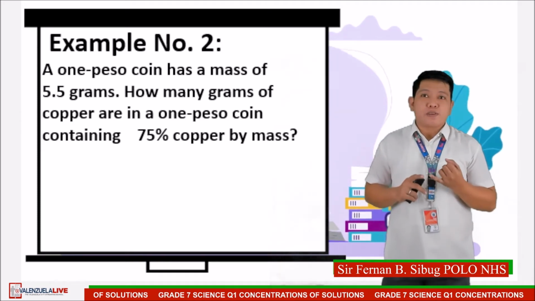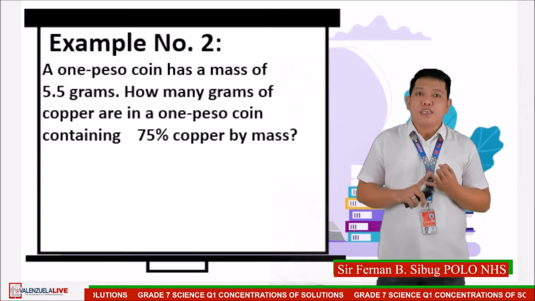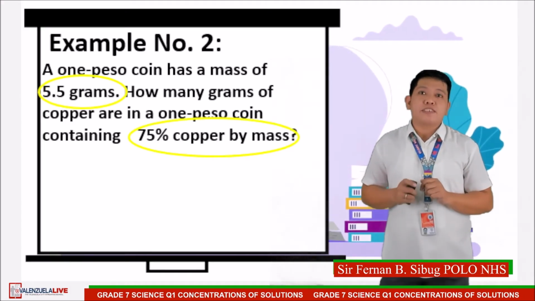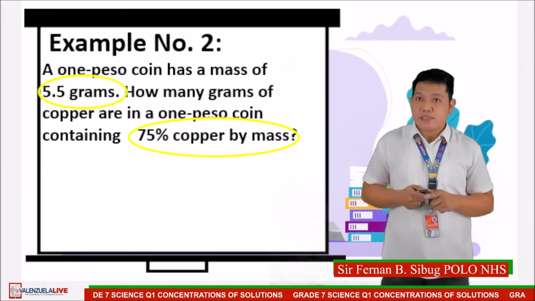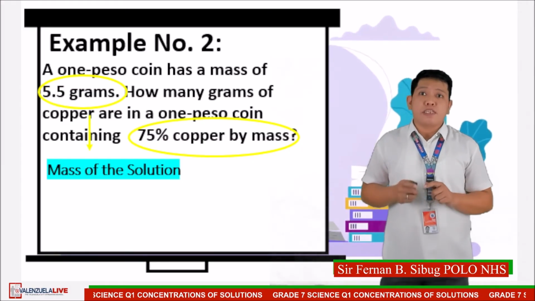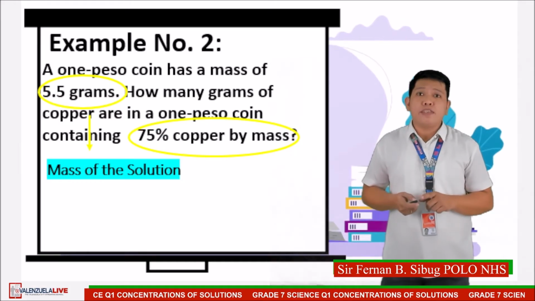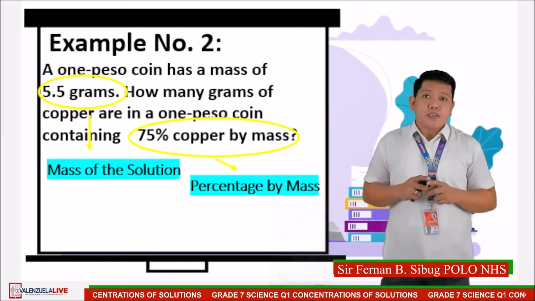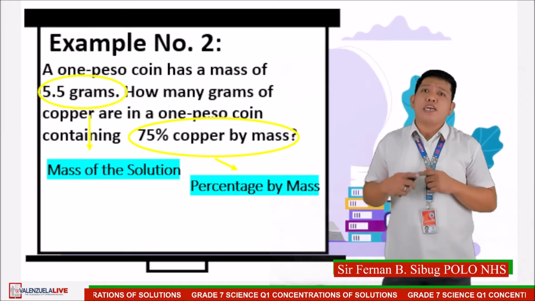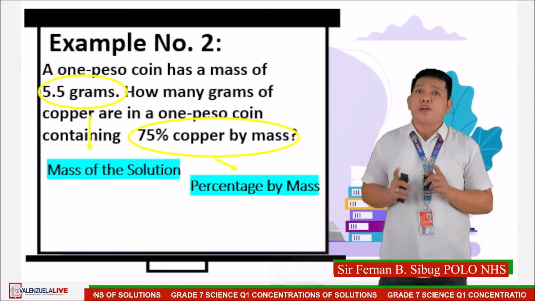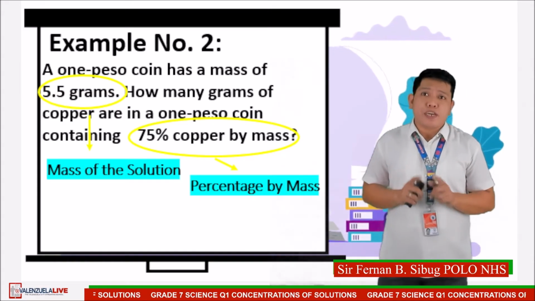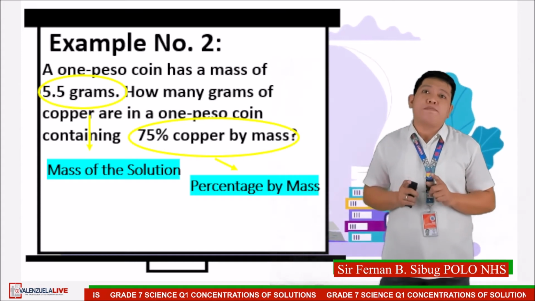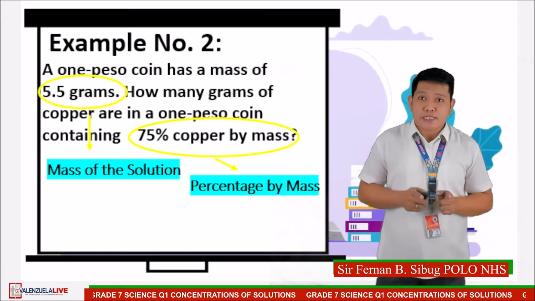Again, step 1 is to read the problem and circle all the given. From this problem, we have 5.5 grams and 75% copper by mass. 5.5 grams is the mass of the solution, and 75% is the percentage by mass of copper in the solution. What we are trying to find out here is how many grams of copper there are in a 5.5 gram 1 peso coin if it is 75% copper by mass.